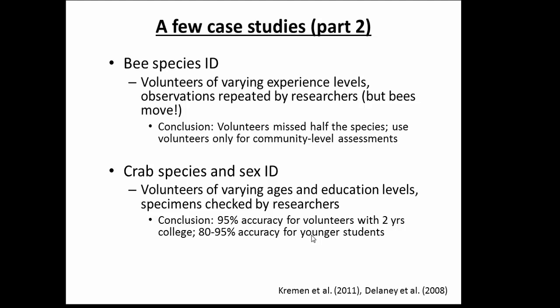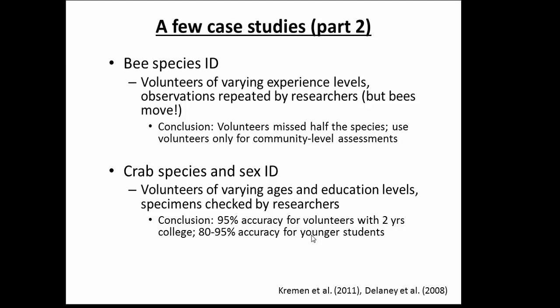And the authors still concluded that citizen science had great potential for bee conservation work, but they said that it should really be used for broader classes of bees, so family or genus level, not necessarily species level. So talking about appropriate use of that volunteer data.